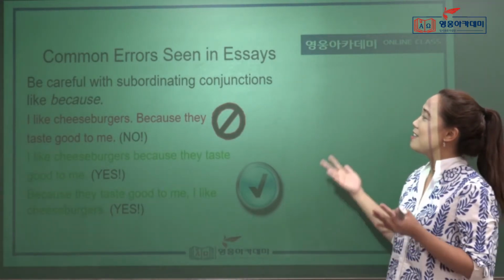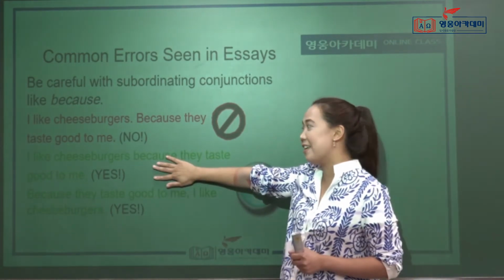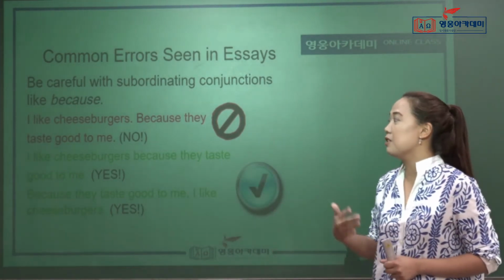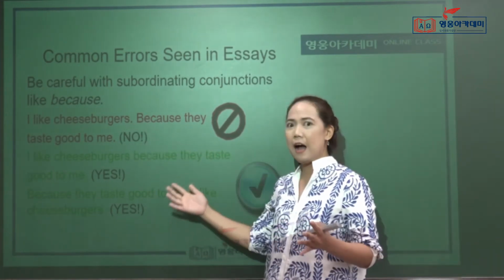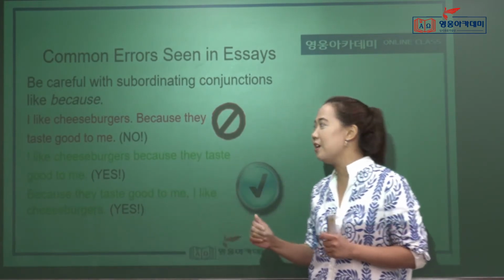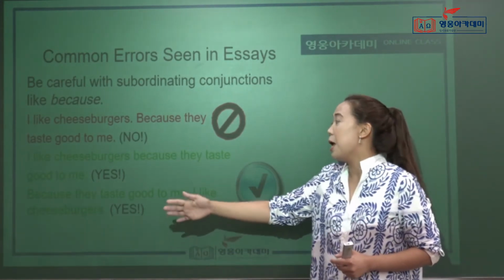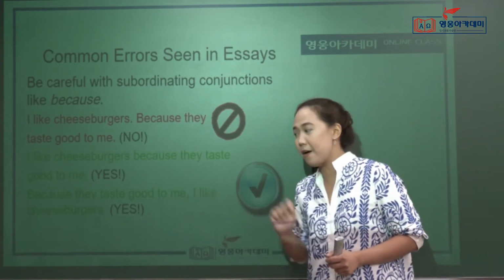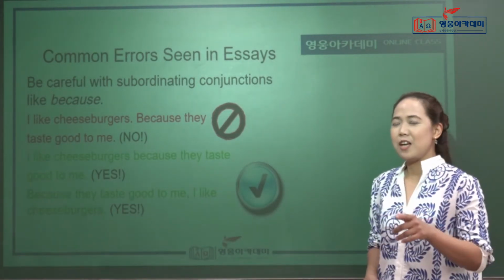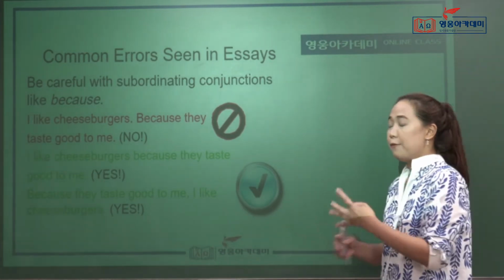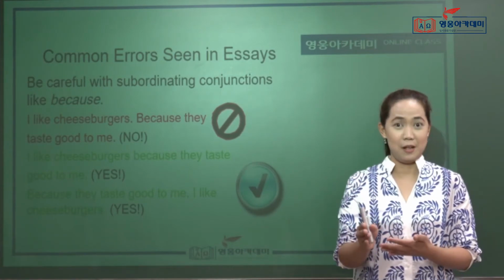It's a subordinating conjunction, so you can just make this into one sentence. I like cheeseburgers because they taste good to me. No need to put a period here or a comma, just combine the sentence, all right? Next example. Or you can also rewrite it this way. Because they taste good to me, comma, I like cheeseburgers. Like this, okay? Now, if you have time, I'm sure you have your files. You can check your essays, all right? You can review your essays and then you can do the corrections yourselves, all right?